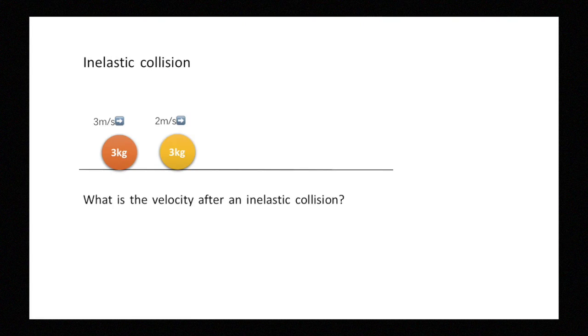Now here's a question. In an inelastic collision, what is the velocity after the collision? One ball's mass is 3 kg and the other ball's mass is also 3 kg, and they have velocities of 3 meters per second and 2 meters per second. We can solve this using the equation mentioned above, m1u1 plus m2u2 equals m1 plus m2 times v. If we put all the numbers into the equation, we get v equals 15 divided by 6, which is 2.5 meters per second.